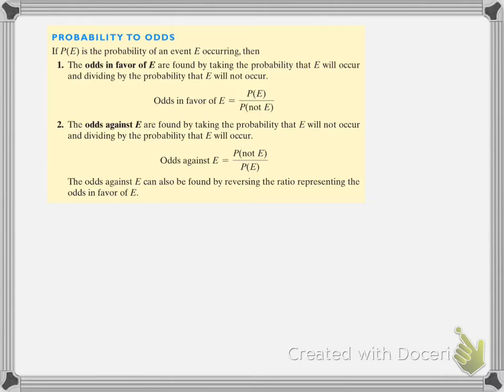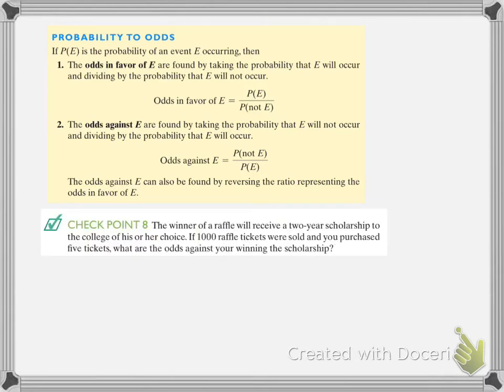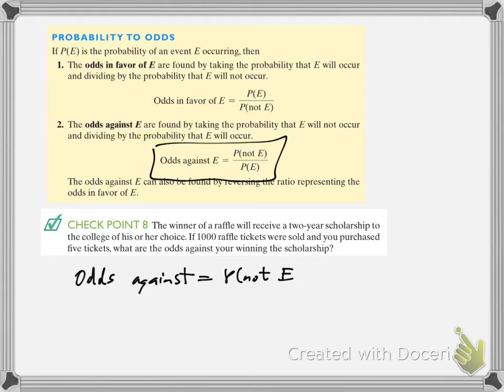So let's take a look at an example. The winner of a raffle will receive a 2-year scholarship to the college of their choice. If 1,000 raffle tickets were sold and you purchase 5 tickets, what are the odds against winning your scholarship? Well, the odds against would be the probability of not E over the probability of E.